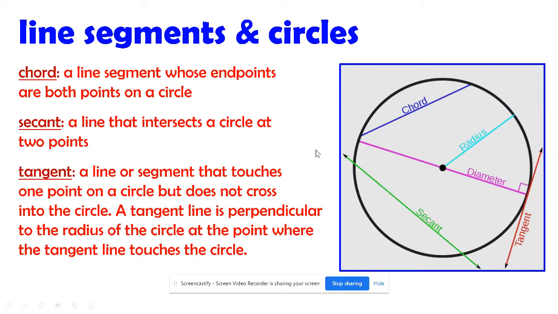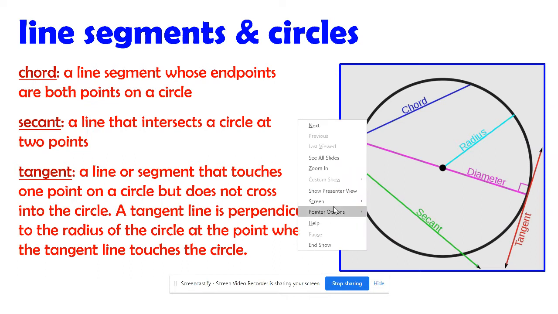All right, more circle stuff. We've dealt with angles, central angles, and inscribed angles, and those will make a comeback. Don't worry about that. But right now, we're going to look at some things with line segments and lines that interact with circles. So we got some vocab here.